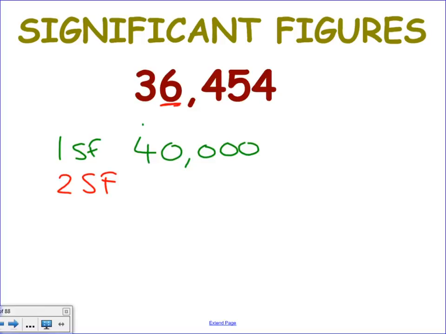What's it based on? Good. The next one along, the 4. So what does 36 become? Stays at 36. Trick question. And don't forget your zeros.